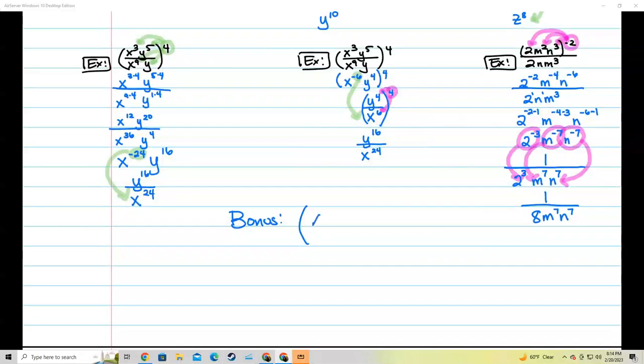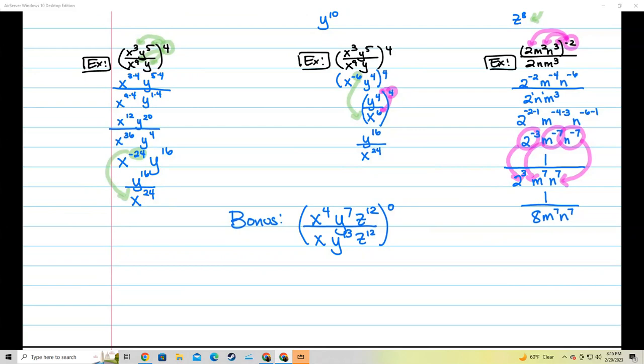Check this out. x to the 4th, y to the 7th, z to the 12th, over x, y to the 13th, z to the 12th, all to the 0 power. Whoo, here we go. So what do I do? What do I do? What do I do?